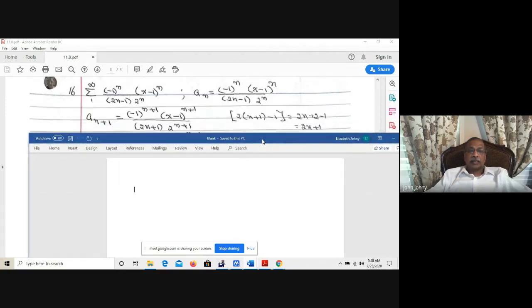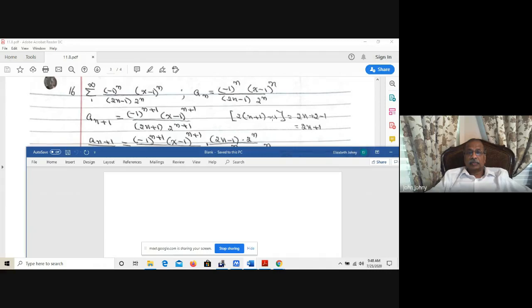Now replace n by n plus 1. So a(n+1) is equal to negative 1 to the power of n plus 1, x minus 1 to the power of n plus 1 divided by 2n plus 1 times 2 to the power of n plus 1. See, when you replace n by n plus 1, it becomes 2 times n plus 1 minus 1. So 2 times n plus 1, that is 2n plus 2 minus 1, is 2n plus 1. Because this 2 times n plus 1 minus 1 is 2n plus 1.